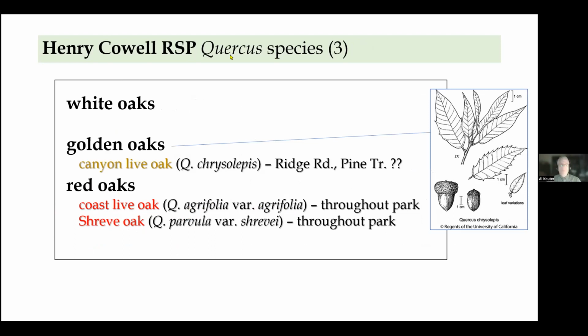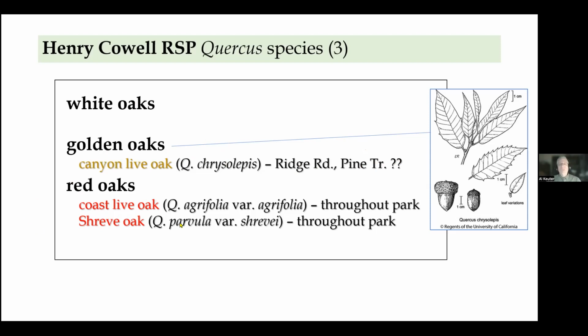In the park, we have no white oaks. At least till now, no one has documented a valley oak at Henry Cowell. The golden oaks, I have not seen at Henry Cowell, but they've been recorded by a couple of botanists on Ridge Road and Pine Trail. And so that's a pretty easy identification. So we'll assume there are canyon live oaks.